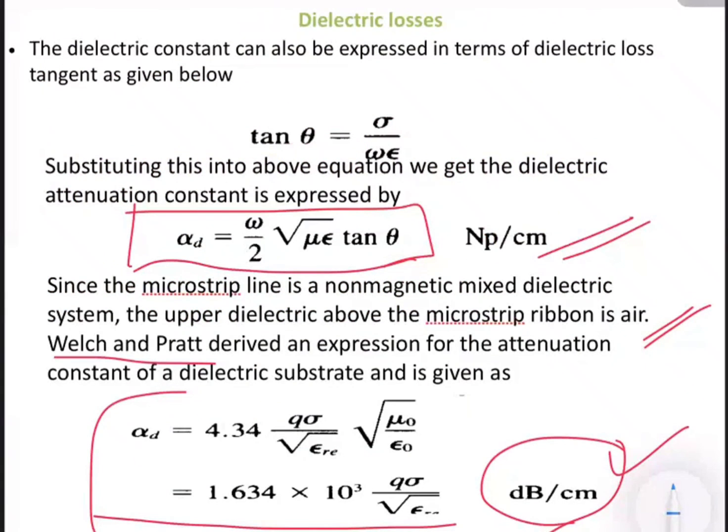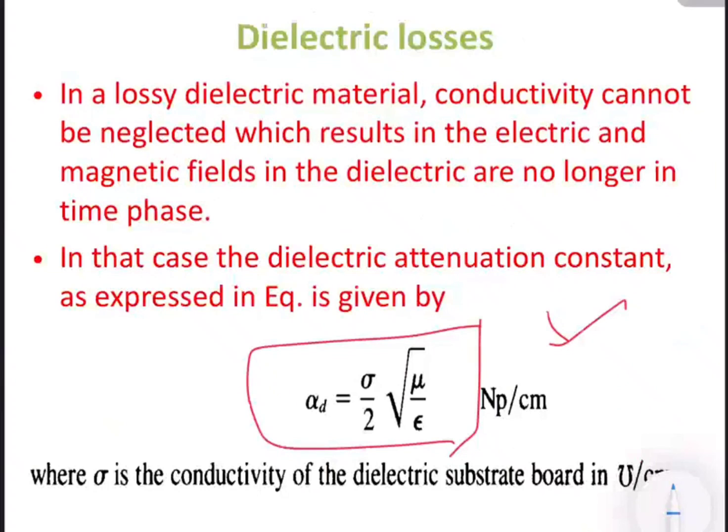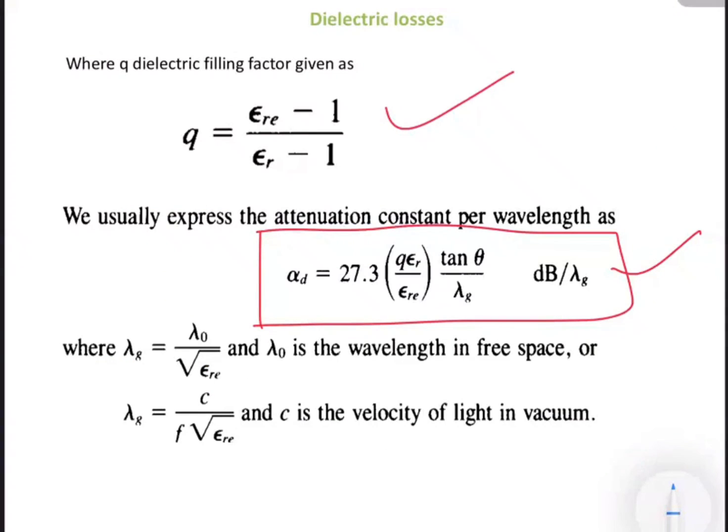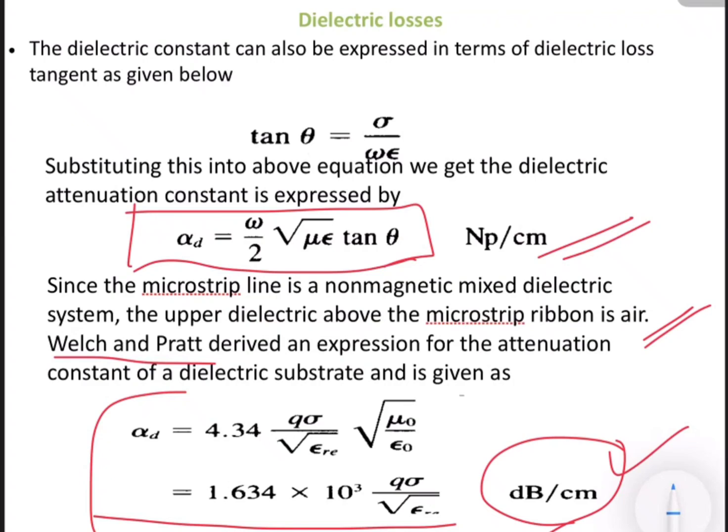If you are writing the dielectric loss, the equation for alpha D, that is the dielectric attenuation constant, is important. And next, the alpha D value, which is the final value, you are supposed to write. That is alpha D is equal to 27.3 into Q epsilon R divided by epsilon RE into tan theta by lambda G dB per lambda G, that is, per wavelength. And when you are writing the formulas, the final unit, in which way you are expressing the value, is also important.